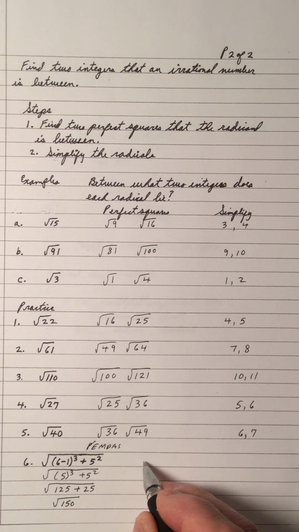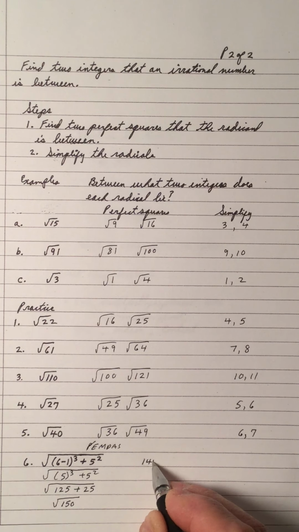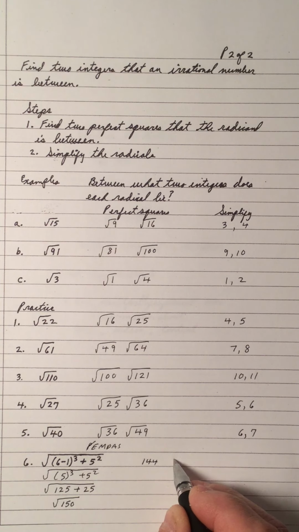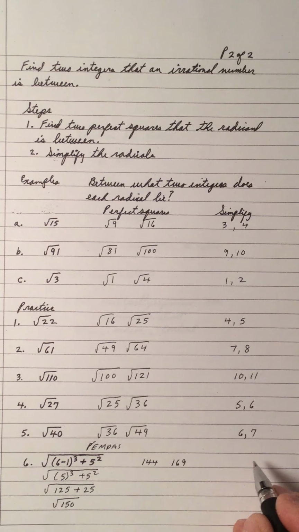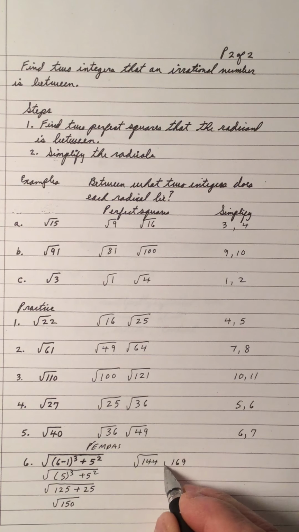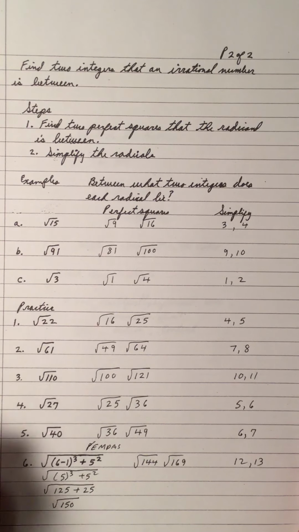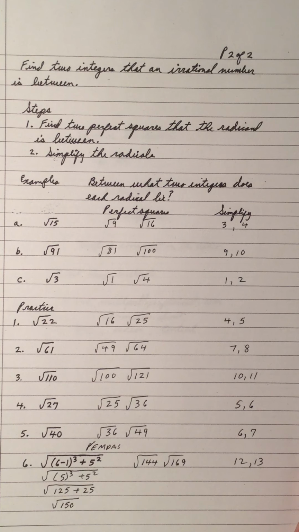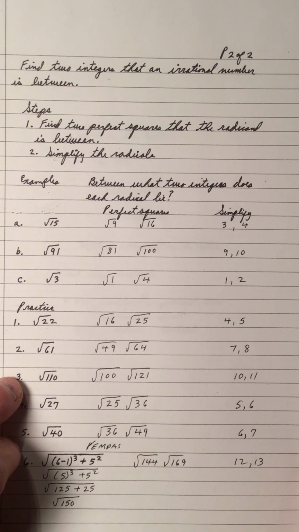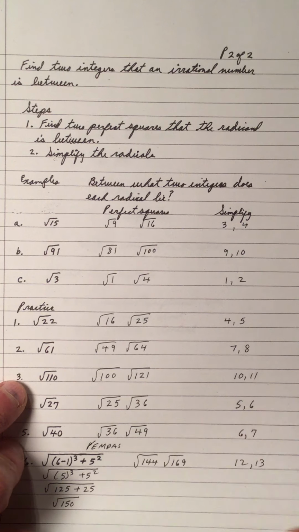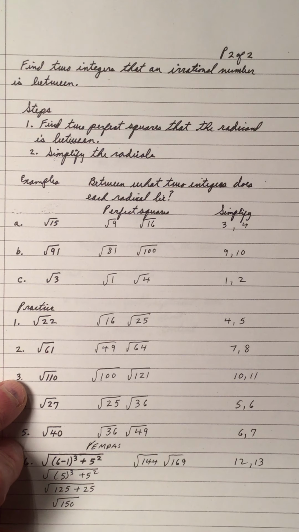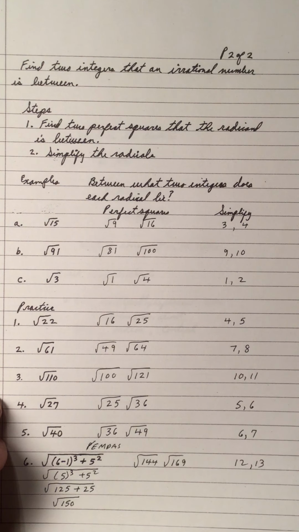So 150, the lower perfect square is 144. And the upper perfect square is 169. So the square root of 144 is 12. Square root of 169 is 13. So again, you should learn all the squares from 1 to 15. Have them memorized so it's easy to recall. And this, again, is another way of learning or helping you practice the square roots.